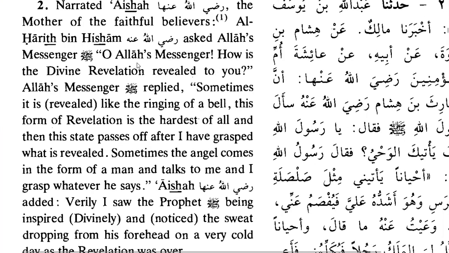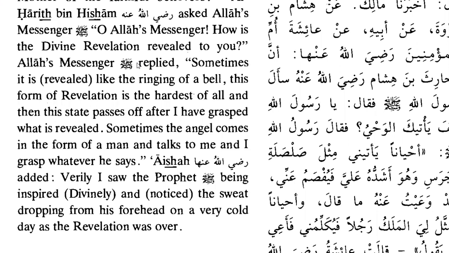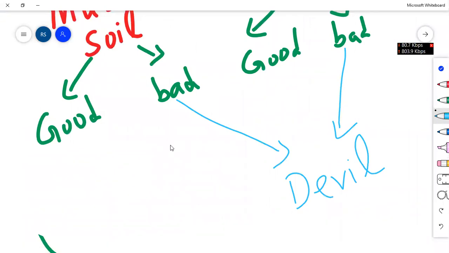Last time we learned the two ways in which the message was revealed to Prophet Muhammad sallallahu alaihi wasallam. Do you remember those two things? Look here. This is the first method, and this is the second method of revelation. Read this. Sometimes it is revealed like the ringing of a bell. The other one is that sometimes the angel comes in the form of a man and talks to me and I grasp whatever he says. So tell me these two points in your own words.